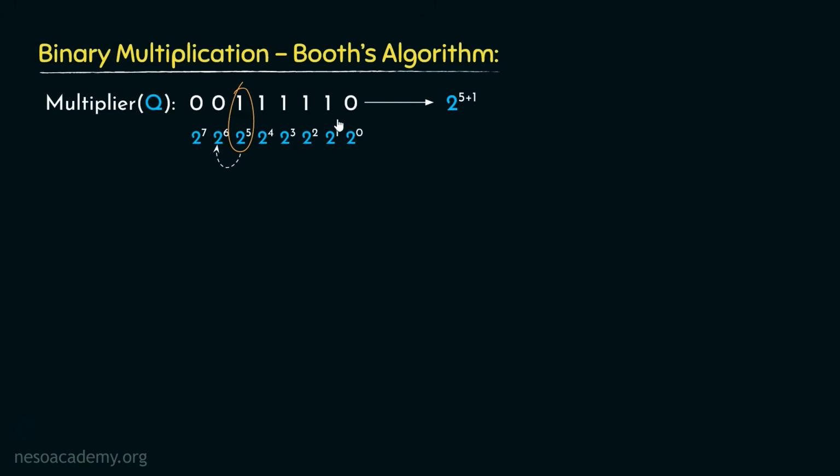Now observe the place value of the last one in the sequence. It is 2 raised to the power 1. Now if from this, that is 2 raised to the power 5 plus 1, we subtract 2 raised to the power 1, let's see what happens. Now 2 raised to the power 5 plus 1 is 2 raised to the power 6 or 64. And 2 raised to the power 1 will simply give us 2. So 64 minus 2 is 62.